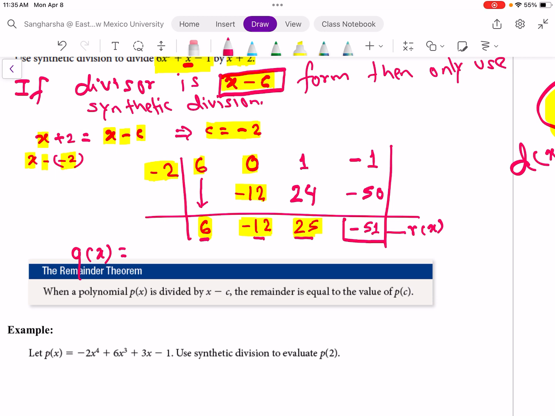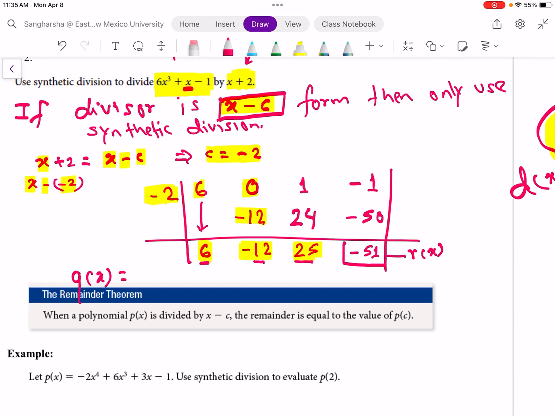Now before you write the quotient, we need to know the degree of our dividend. What is the degree of the dividend here? Our dividend is 6x cubed plus x minus 1, and the degree is 3. So if the degree of the dividend is 3, what can you say about the degree of the quotient? It has to be less by 1, right? The degree has to be 2.